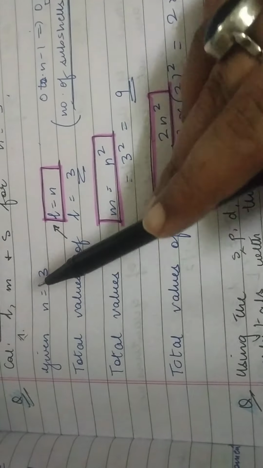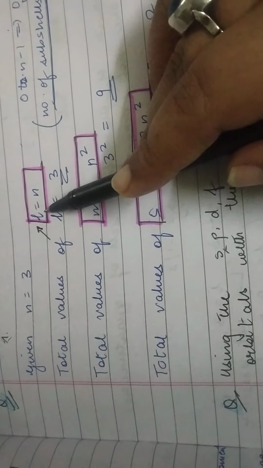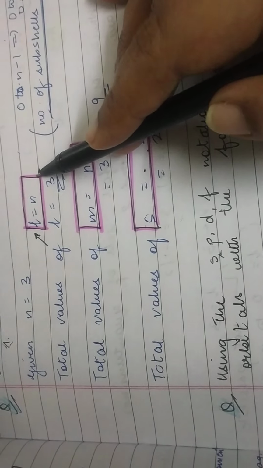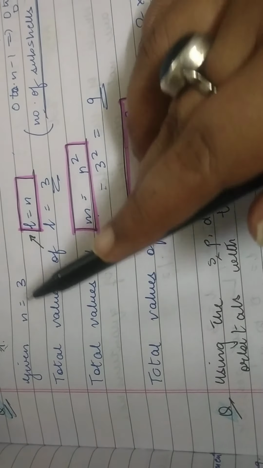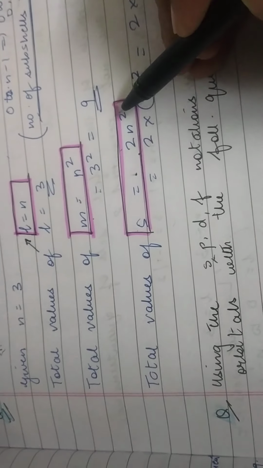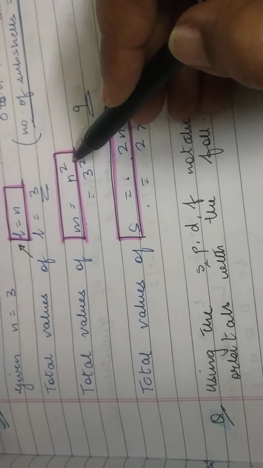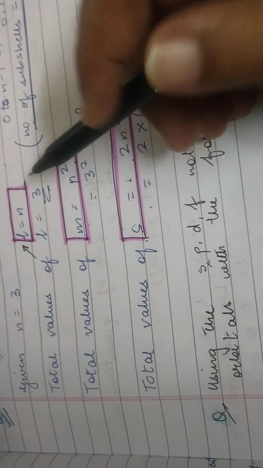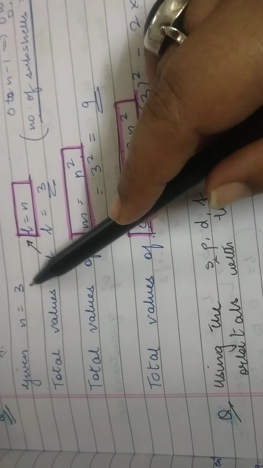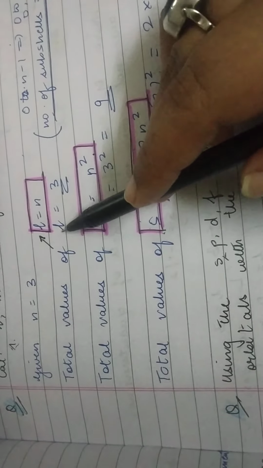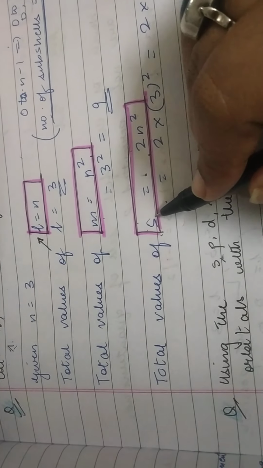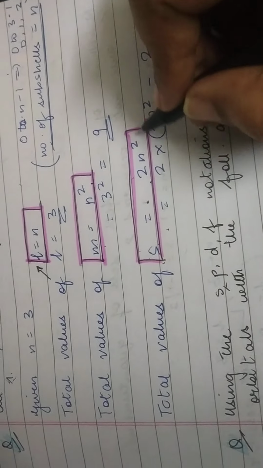So similarly, these 3 formulae I have put over here. Please learn them up. For a given value of n, the total value of L, that is the azimuthal quantum number, is equal to n. Total value of M for a given value of n. Please see, in all the 3 formulae I am relating the value of quantum numbers to the principal quantum number. The total values of all the quantum numbers can be found out if you know the value of n, that is the principal quantum number. Total values of L is equal to n. Total value of M is equal to n square, and total value of S, that is the spin quantum number, is equal to 2n square.